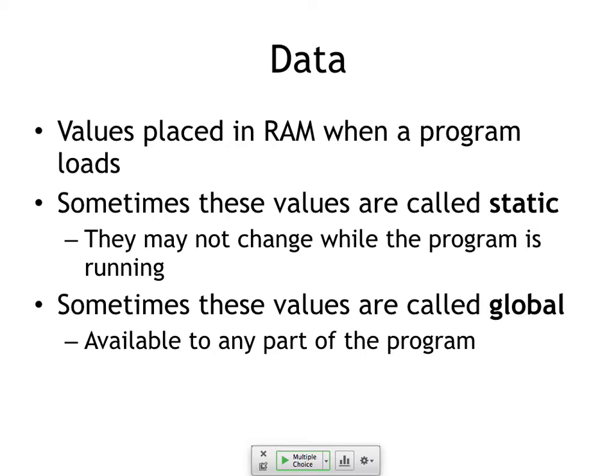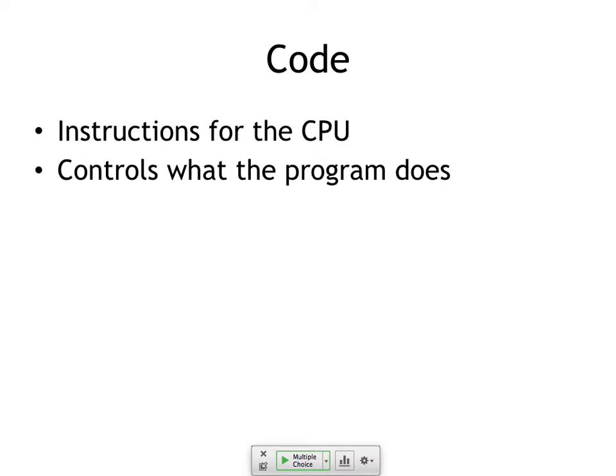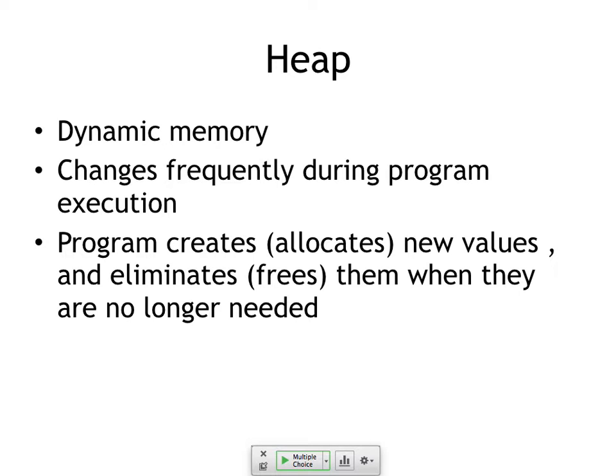So data sits in RAM. There's static data that doesn't change while this program is running, and you can also call these global constants that are used by any part of the program. And there's also other data that can vary. The code is the machine language instructions, which can be disassembled into assembly language instructions. Like I say, the heap is data that changes frequently during code execution.